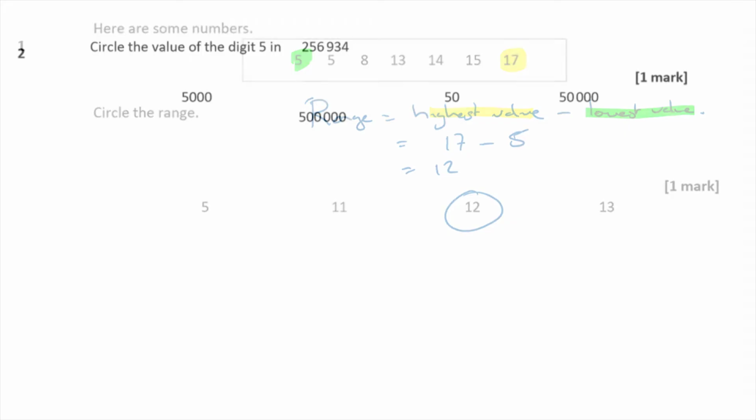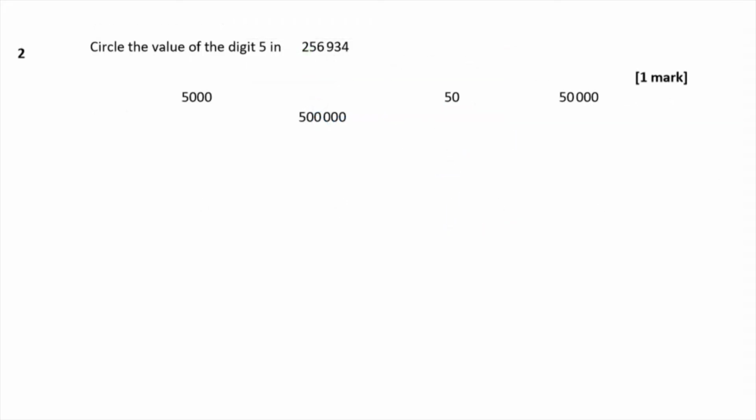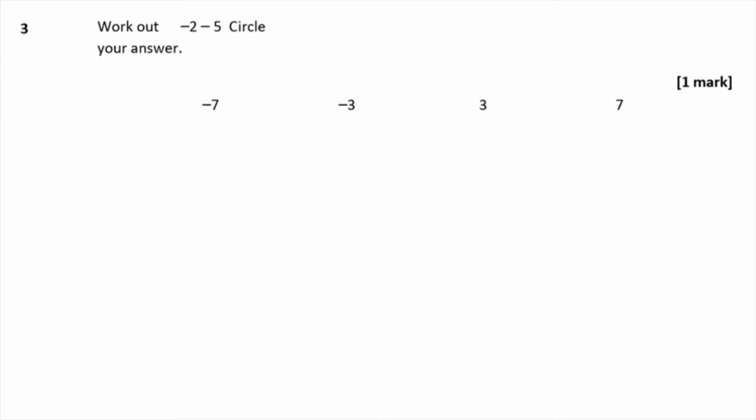It's that one. Question 2, circle the value of the digit 5 in 256,934. Well, the 5 is here, isn't it? And there are 1, 2, 3, 4 digits to the right of it. If we just put zeros there, 1, 2, 3, 4 in those same spaces, you can see that that 5 has a value of 50,000. It's that one.